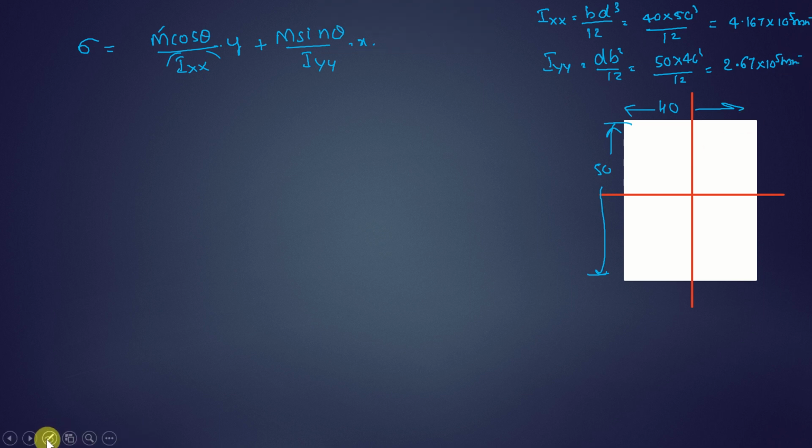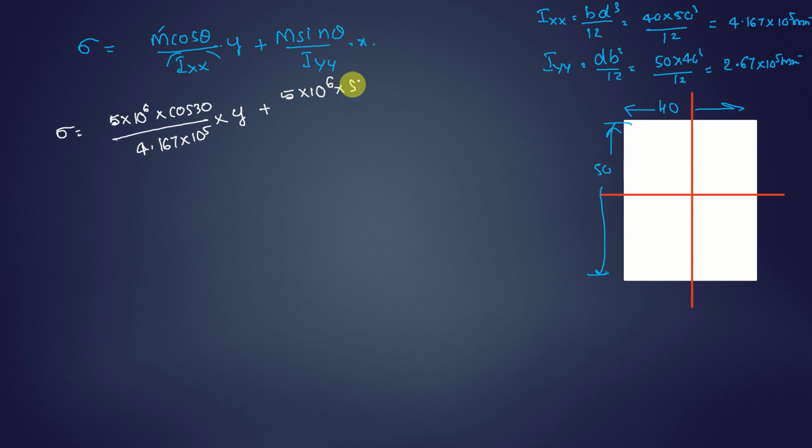Let us now substitute whatever we have in the formula. So let us see the total resultant bending stress will be, M is the bending moment we have calculated, 5 into 10 power 6 Newton mm multiplied by cos 30 by Ixx, we got it as 4.167 into 10 power 5 multiplied by y. So let me say y as it is, plus 5 into 10 power 6 into sine 30 by Iyy is 2.67 into 10 power 5 into x. So by solving, you will get it as 10.39 into y plus 9.36x. So that is what we have.